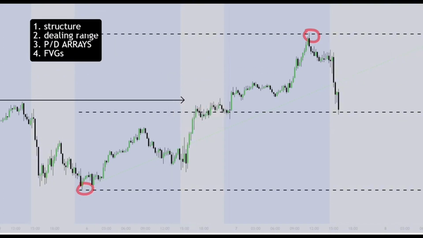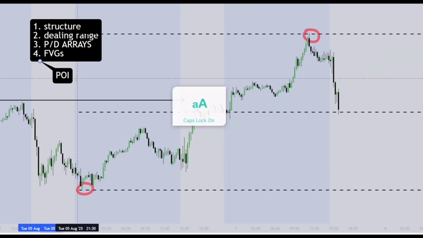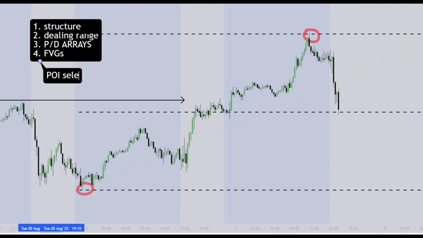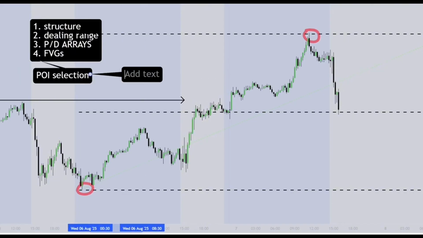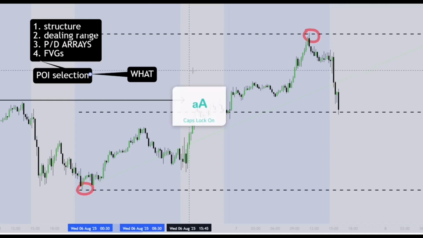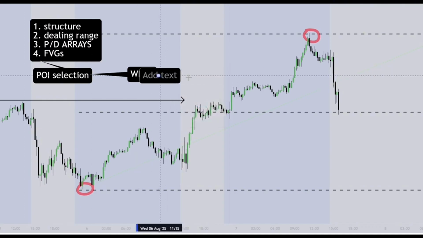By using the 4-pillar approach, what you've derived is POI selection. POI selection is the bread and butter of how I trade, right? You may have heard me talk about the XXX model. The POI selection is where to trade from. Then you need to know what to look for, which is basically buyers and sellers. And then you need to know why the markets move up and down, right?